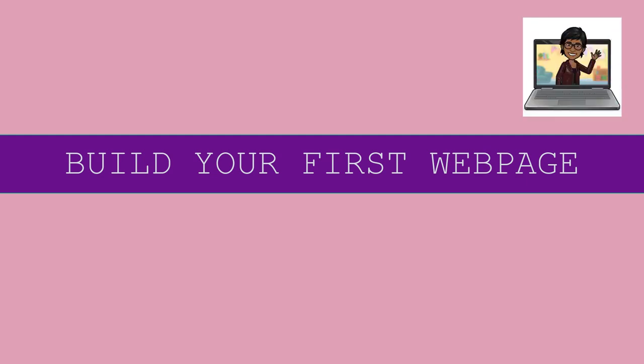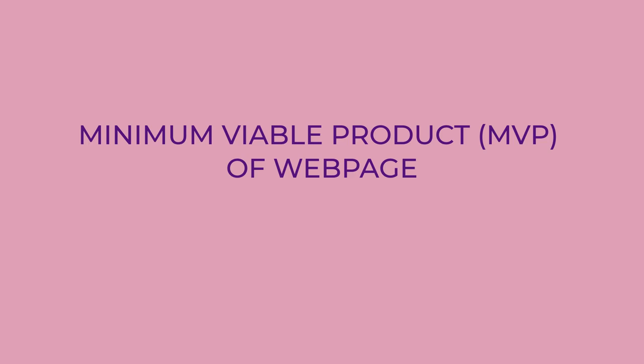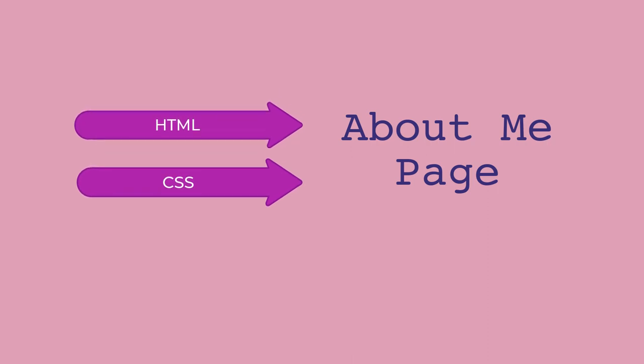Today, I will show you how to create an MVP or a minimum viable product of a web page. This web page will be an About Me page. We will use HTML and CSS to create this page.